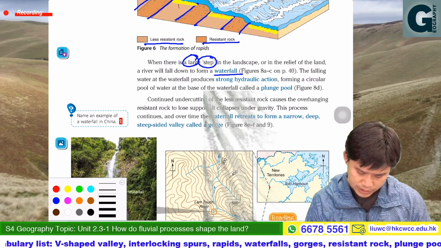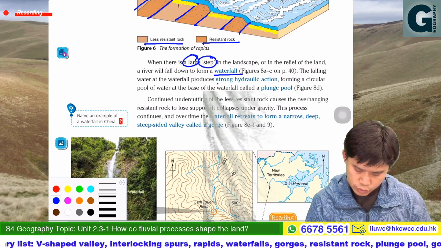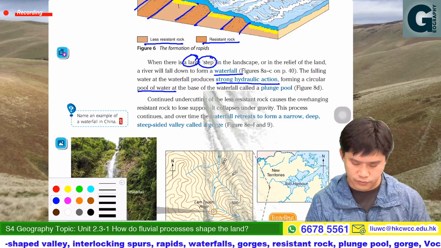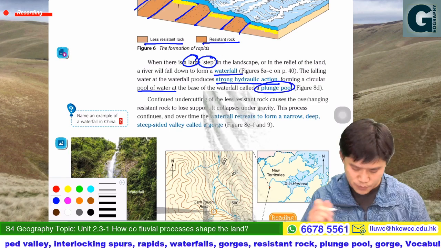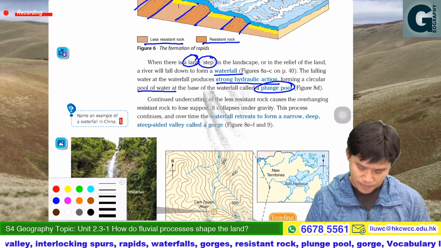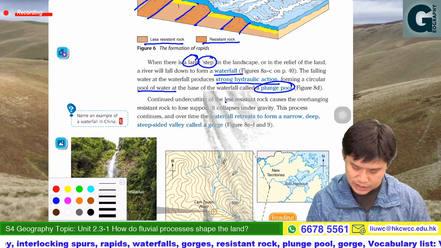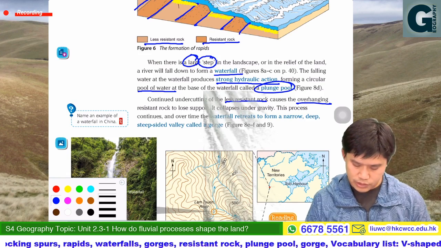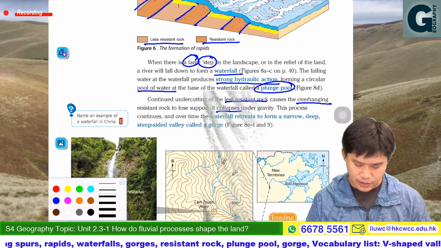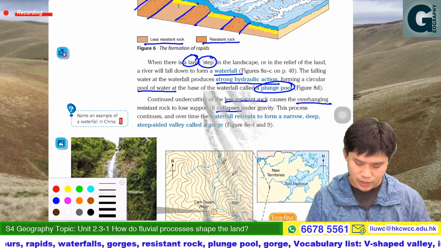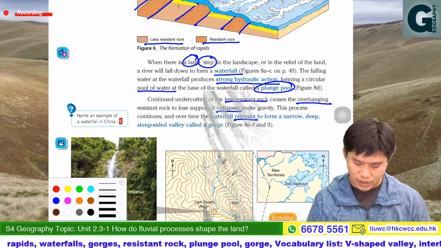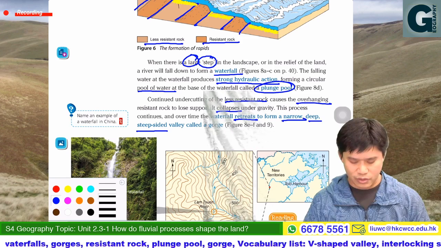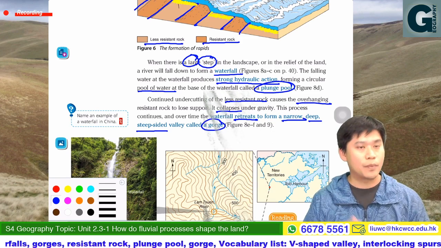The falling water at the waterfall produces strong hydraulic action, forming a circular pool of water at the base of the waterfall called a plunge pool. I will explain it later. Continued undercutting of the less resistant rock causes the overhanging resistant rock to lose support, so it may collapse under gravity. This process continues, and over time the waterfall retreats to form a narrow, steep-sided valley called a gorge.